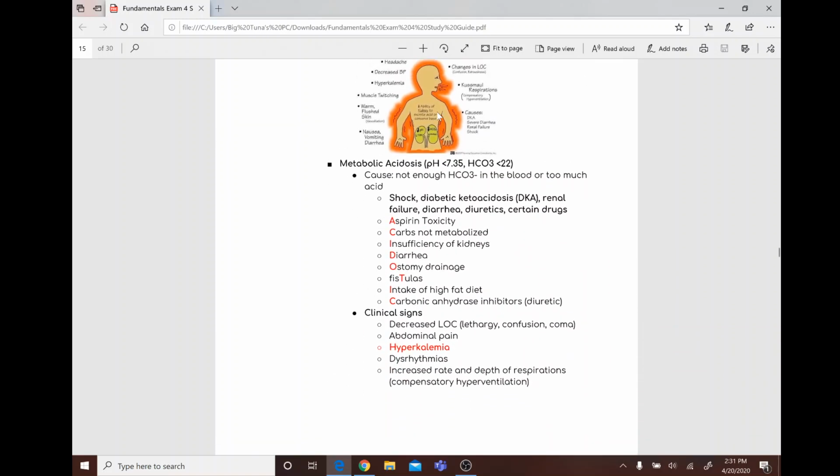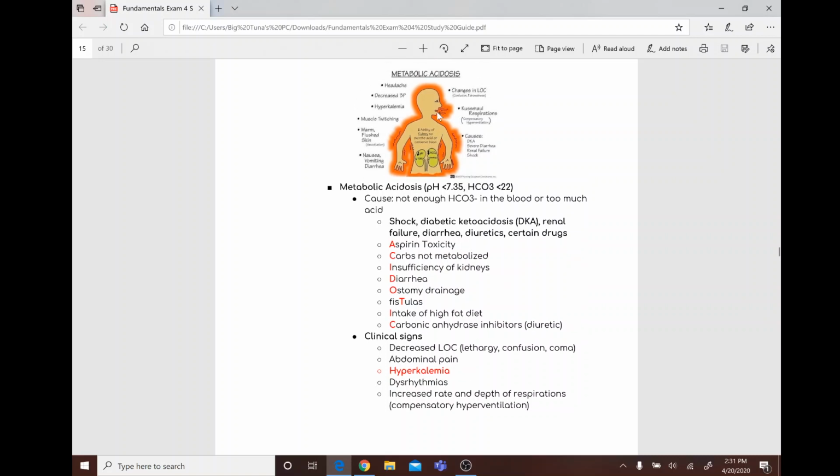What are the values of metabolic acidosis? pH less than 7.35, HCO3 less than 22. What causes metabolic acidosis? Not enough HCO3 in the blood or too much acid, so shock, DKA, renal failure, diarrhea, diuretics, and certain drugs.